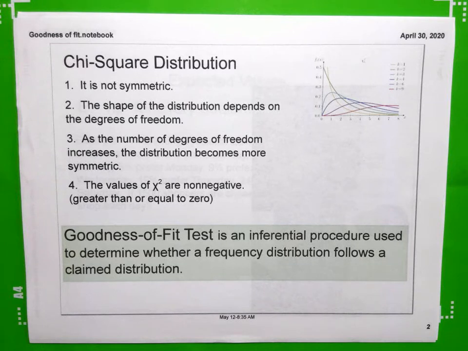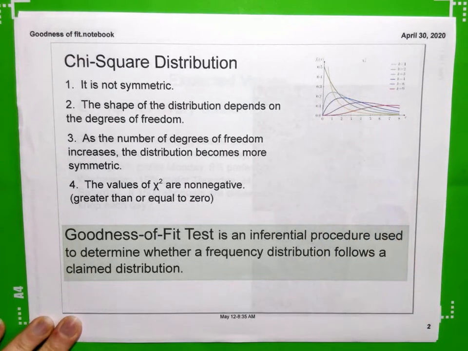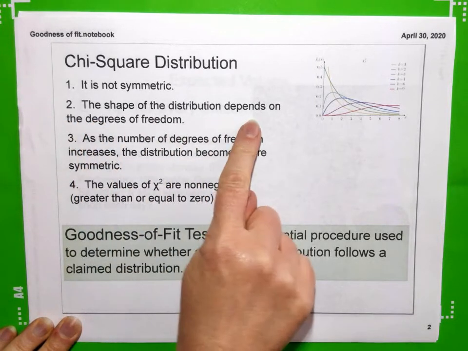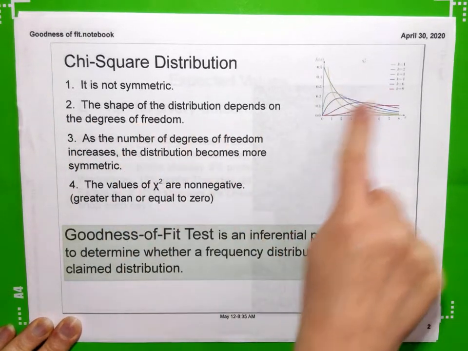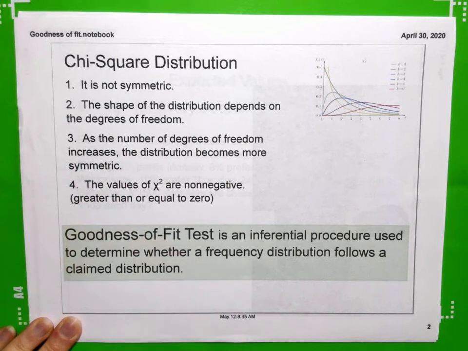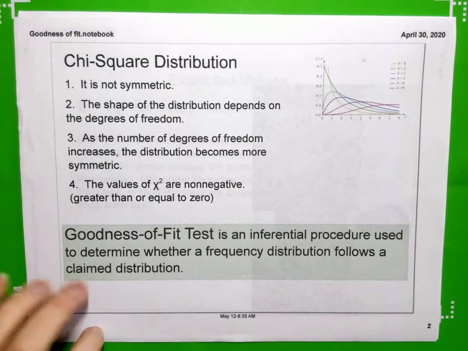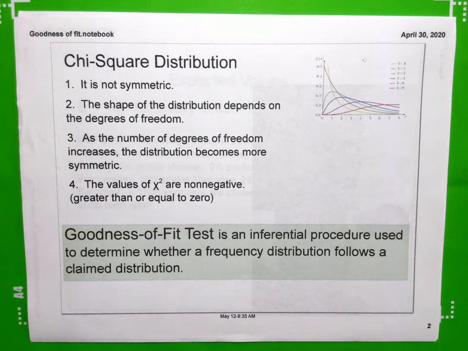Okay, the chi-square distribution is not symmetric. As you can see, the shape is very similar to some of the others we've already looked at. It depends on degrees of freedom. Each one is different. As the number of degrees of freedom increases, it becomes more symmetric. And remember that chi-squared is never negative. It's always greater than or equal to 0.